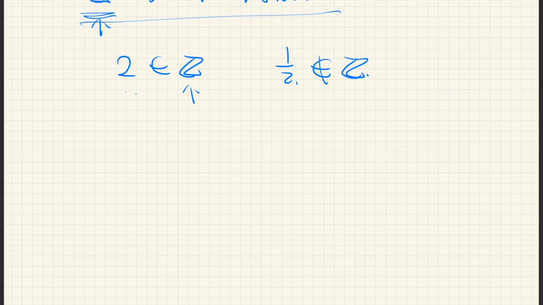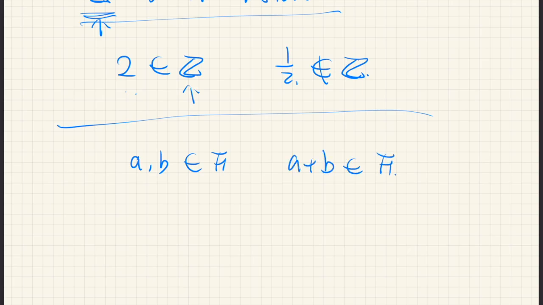Another example. Perhaps you may be wondering, why do we need closure conditions? Like if A and B are elements of F, why do we need to check this? Or A times B is in F. This seems so obvious, right?